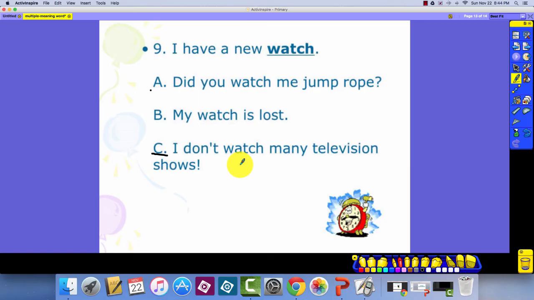So I have a new watch, okay? Your best choice here was B, okay? In this sentence, I have a new watch. They're talking about a physical watch that you would wear on your wrist, a timepiece, okay? And in sentence B, it says my watch is lost. So that timepiece is lost now, okay? They weren't asking if you are watching anything, so you weren't watching a jump rope or a television show here.